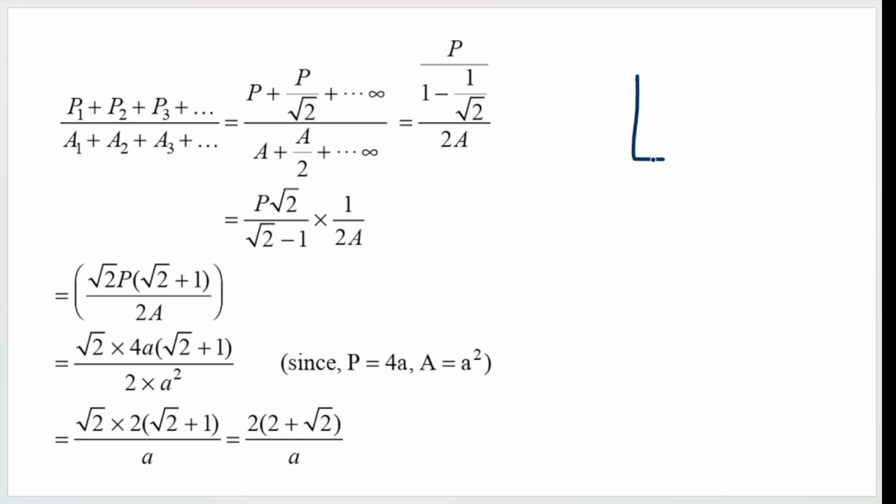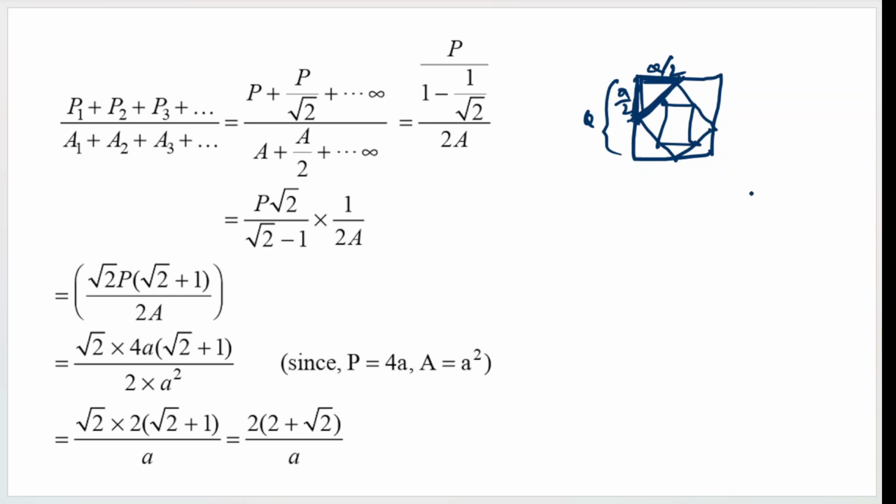For example, there is a square, and joining the midpoints there is another square, and joining these midpoints there is another square likewise. Now the original square has side A. If this is A, then at the midpoints this part is A by 2, this part is another A by 2, and this is the hypotenuse.